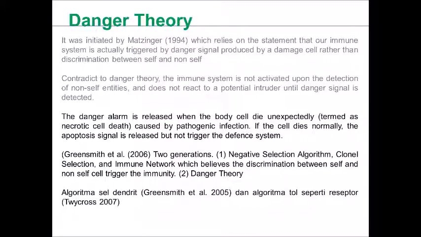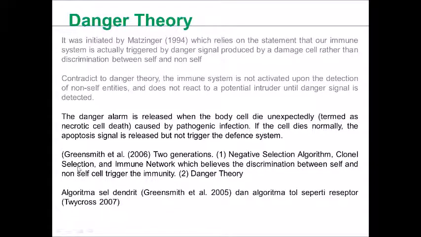The danger alarm is released when the cell dies unexpectedly, termed necrotic cell death. If the cell dies normally, an apoptosis signal, not the danger signal, is released, but it will not trigger the defense system.